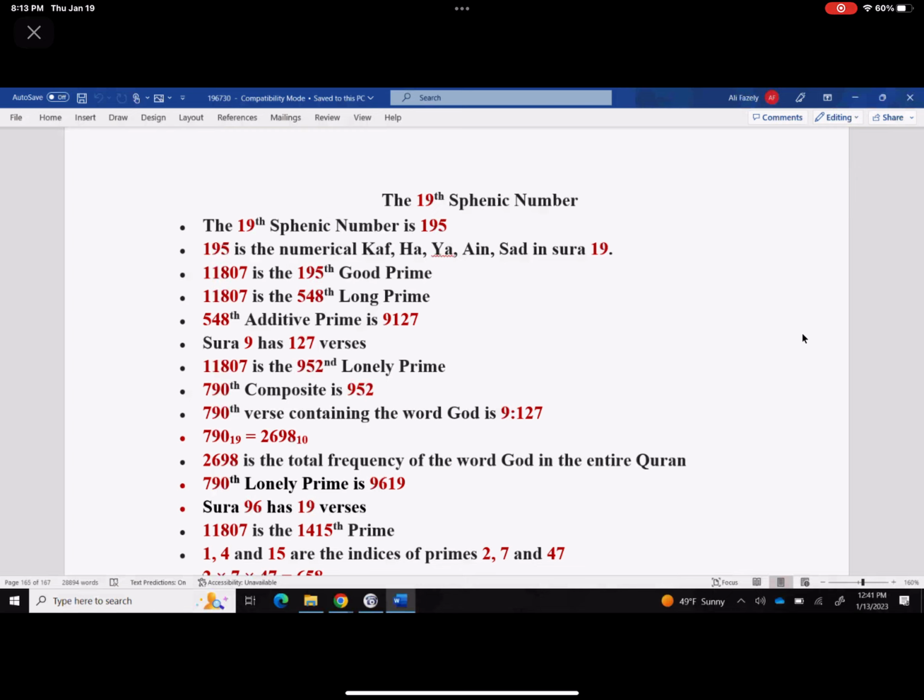Okay? I mean, this is amazing. Okay, when he tells you over this 19, and he tells you he counted the number of all things, obviously God created the number. So this one was supposed to be the 19th Sphenic number, 195. But 195 is the numerical value of K.H.Y.A.S in Surah 19. Isn't that amazing?